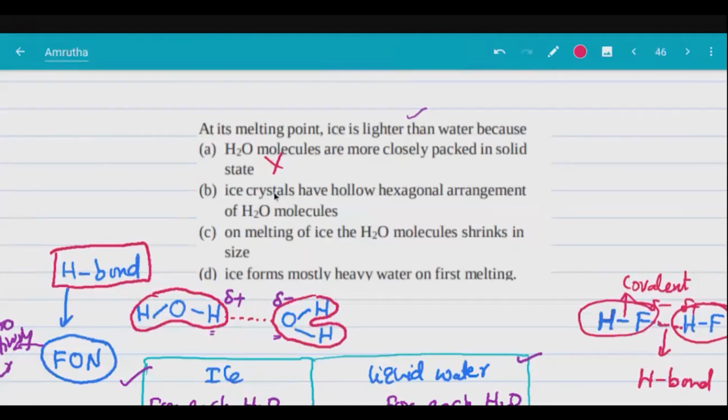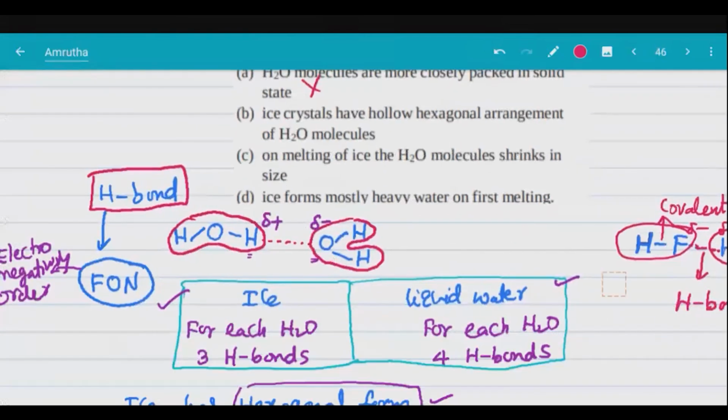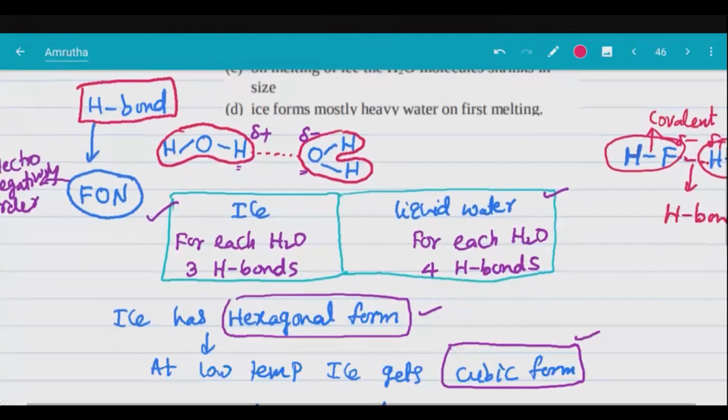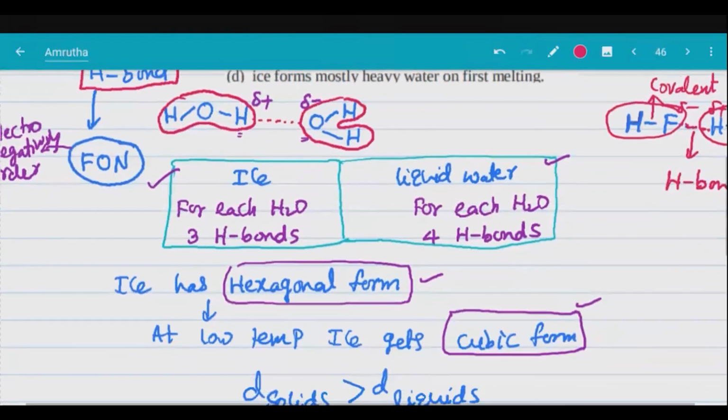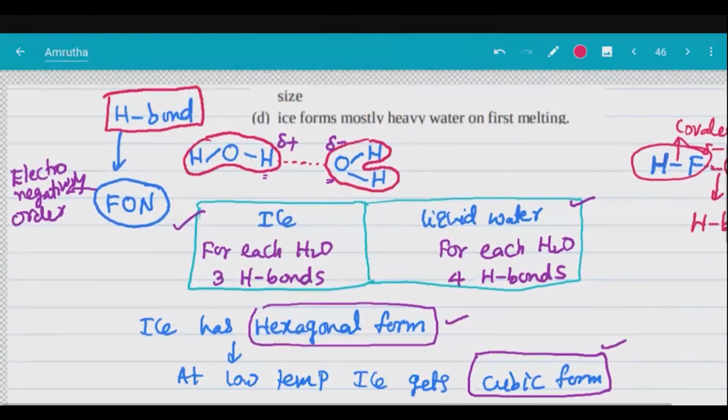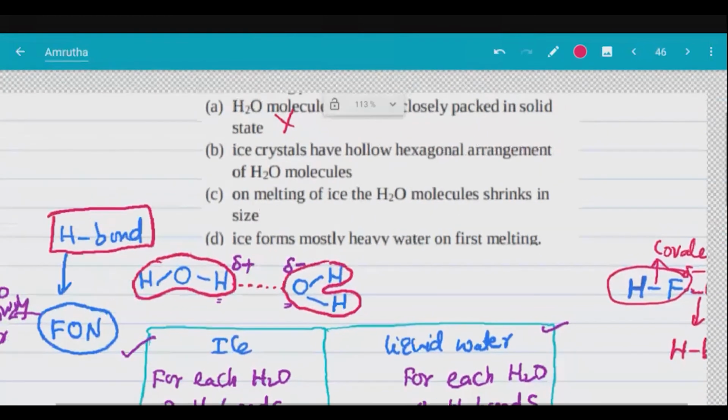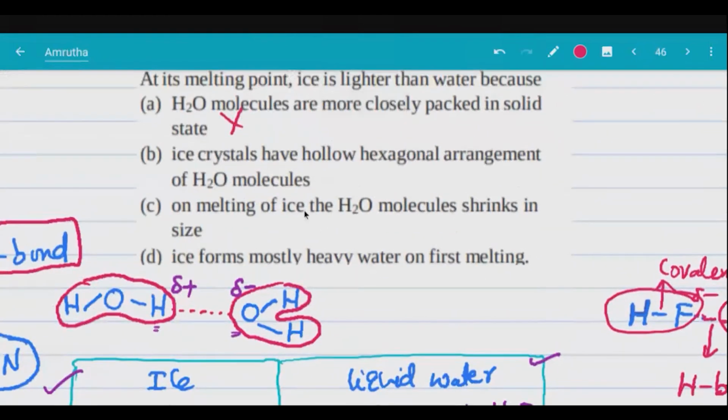Ice crystals have a hexagonal arrangement. That is the solid state structure, no? Because solid state can be cubic, tetragonal, orthorhombic. So hexagonal is one of the forms. Yes. Next, on melting of ice, H2O molecules shrink in size. No, not at all correct.